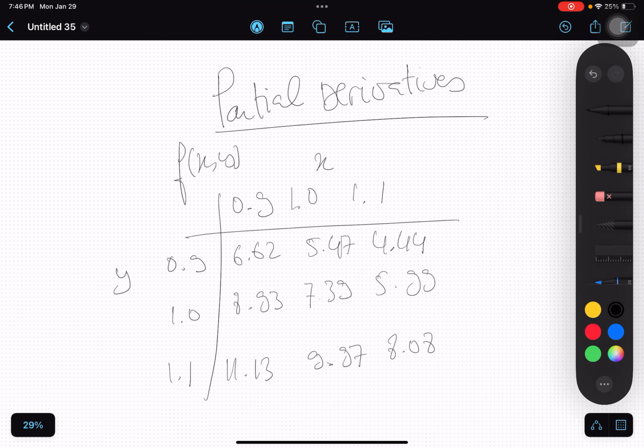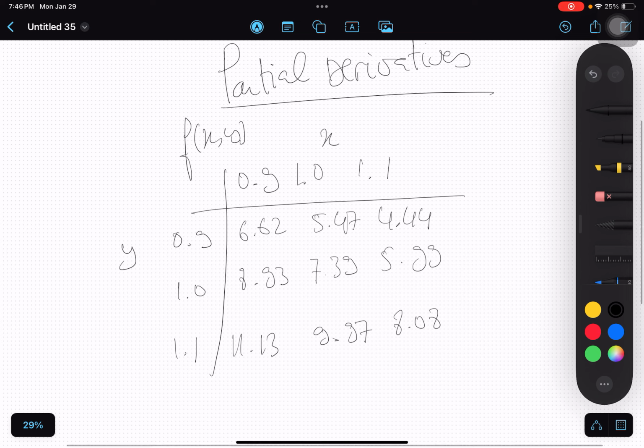Today we're talking about partial derivatives, which are a way of estimating the slope of a function f of x,y in either the x or y direction. The way we do it is we freeze one of the variables, either x or y, and we take a tiny step in either direction and see how the slope of the function responds.